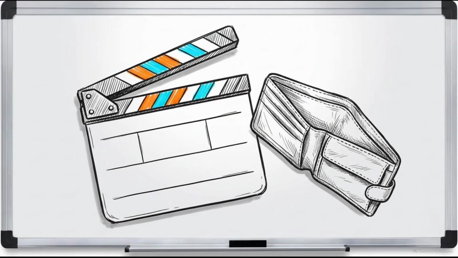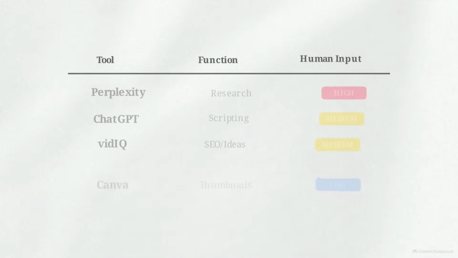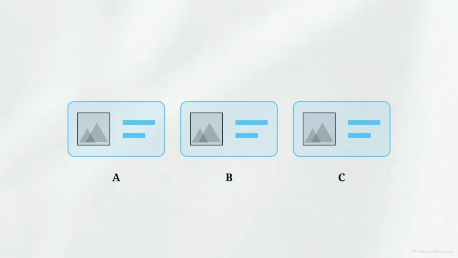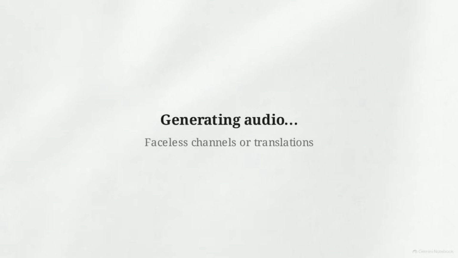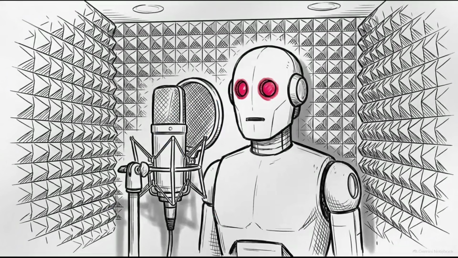Once the script is locked, the next hurdle is generating professional visuals and audio without a studio budget. Back to our table, Canva enters with a low human input score. You can rapidly generate multiple thumbnail variations to A/B test your click-through rates. The ease of these templates means your thumbnails will blend right in with the competition, unless you inject custom elements. Back on the table, ElevenLabs offers instant studio-quality narration, which is incredibly efficient for faceless channels or translations. However, you sacrifice the natural pacing and emotional weight of a real human reading the lines. Plus, failing to disclose synthetic voices violates platform policies.